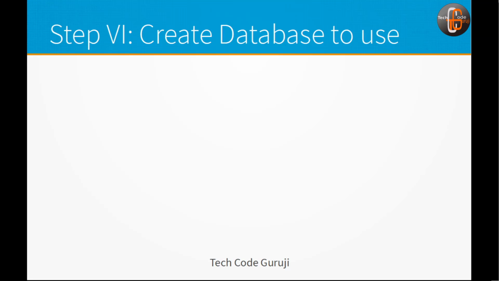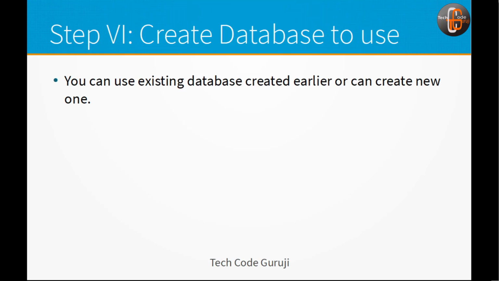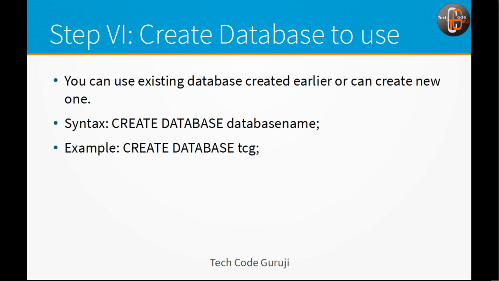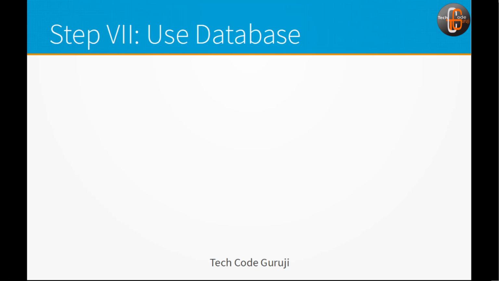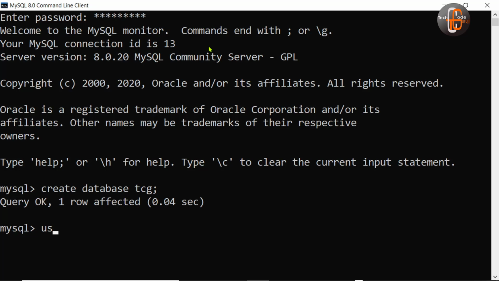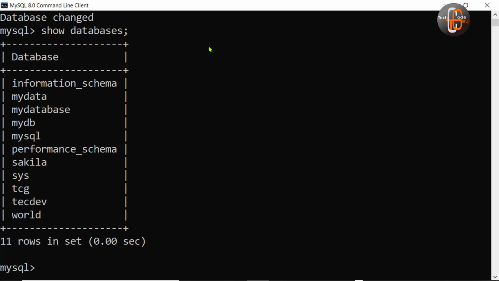We have to create a database that we like to use in the program, or we can use some existing database that we have created earlier. So create database TCG. Now we have to use the database. So I'm writing use TCG. If you like to see databases that are already created, we can write show databases. It will show the list of databases present in our MySQL installation. So this is TCG that we have created here.